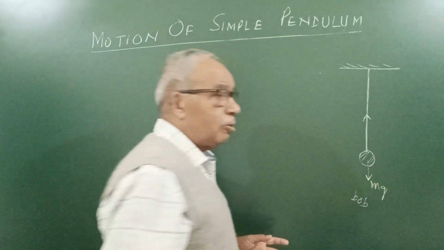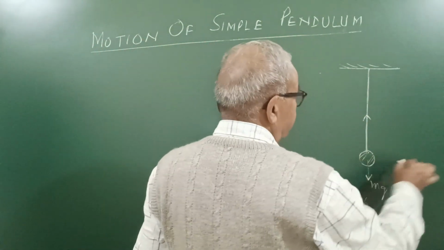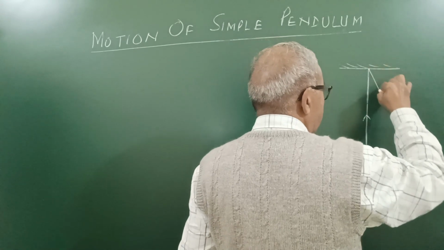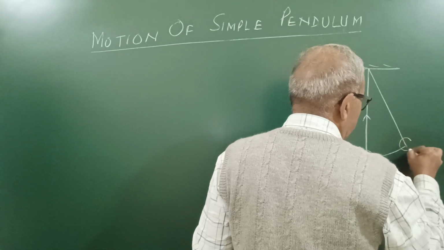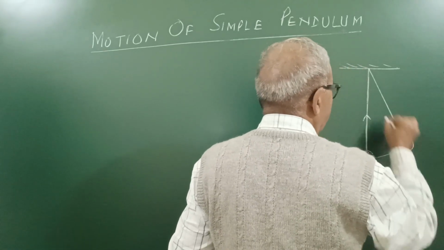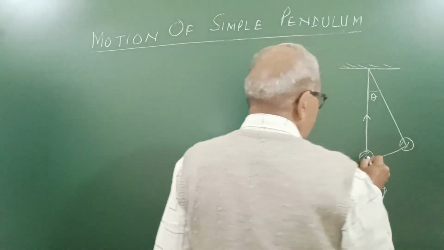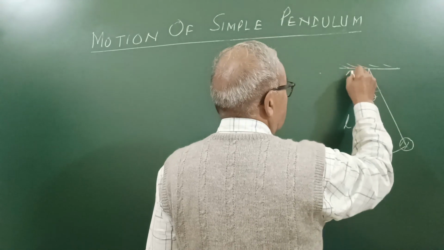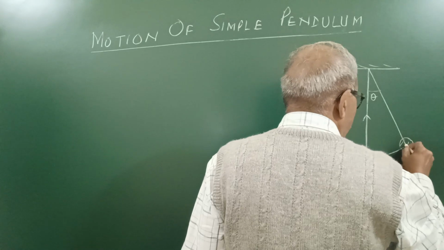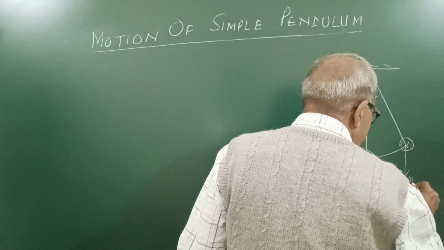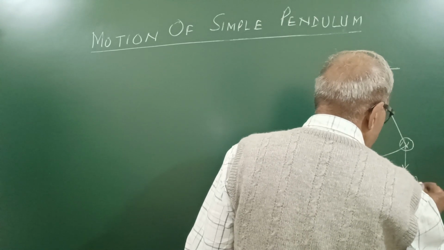But now if we gently displace it, it oscillates to and fro. So we have to see that at an instant it is at this position. Bob is here, and it makes angle theta from the vertical position. Let the effective length be L, the total length of this. Here theta, weight mg still acts vertically downward.